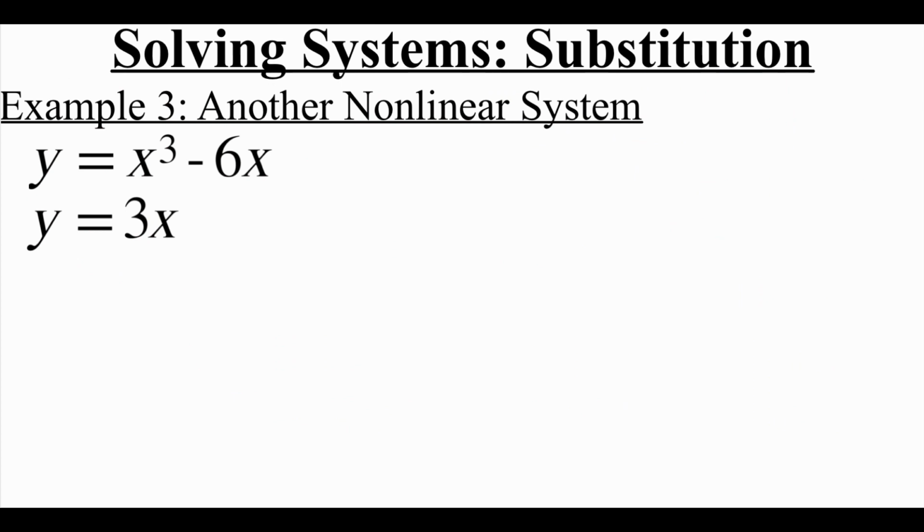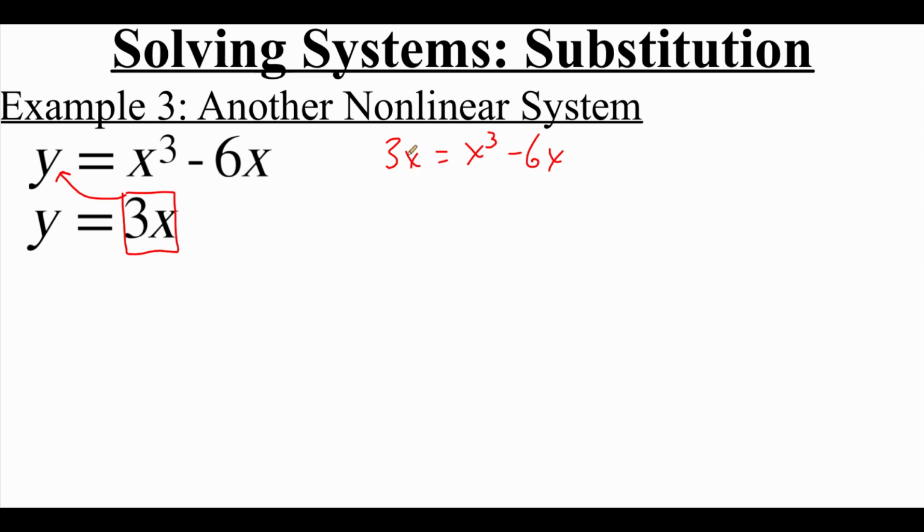Now in this system, we've got the equations y equals x cubed minus 6x, and we've got y equals 3x. Now these actually have variables isolated in them. Both of these are solved for y. So what I'm going to do is take this 3x right here, because we know that y is equal to 3x, and I'm going to plug that in for y in my other equation. So then we get 3x equals x cubed minus 6x.